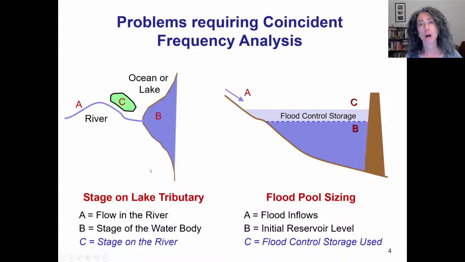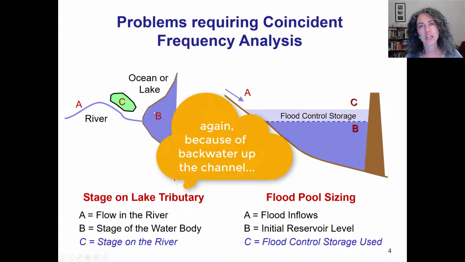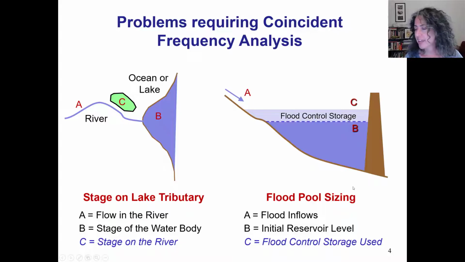Here's a similar problem where we have flow into some body of water. We care about stage here at C, and that's going to be influenced by both flow on the river and stage in the ocean or lake. On the right, we have a reservoir providing some flood protection, and maybe we want to size the flood control pool, or maybe we already have a defined flood control pool, but we want to know the probability distribution for the peak stage from flood events. In this case, the variable of interest is going to be my annual peak stage, C, and it's going to be influenced by the flow into the reservoir and also by the starting storage in the reservoir during each flood event.